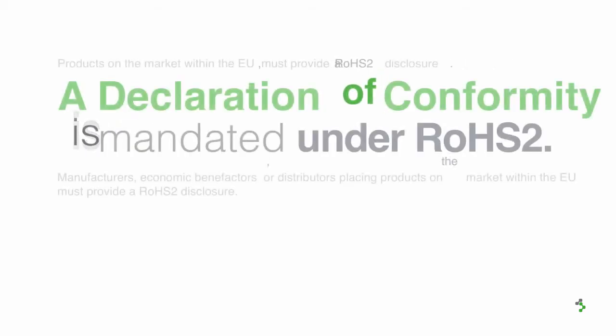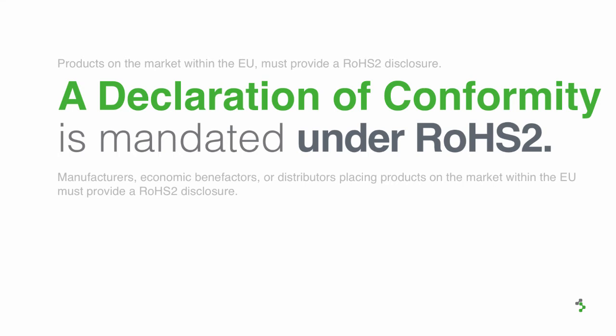When manufacturers, distributors, or others are placing products on the market within the EU, they must provide a RoHS2 disclosure, specifically a Declaration of Conformity, which demonstrates compliance with RoHS2. There are several steps involved. First, a Declaration of Conformity must be completed and submitted. Once the declaration has been approved, a CE trademark is issued. A product marked with a CE trademark is recognized as compliant under the regulation.